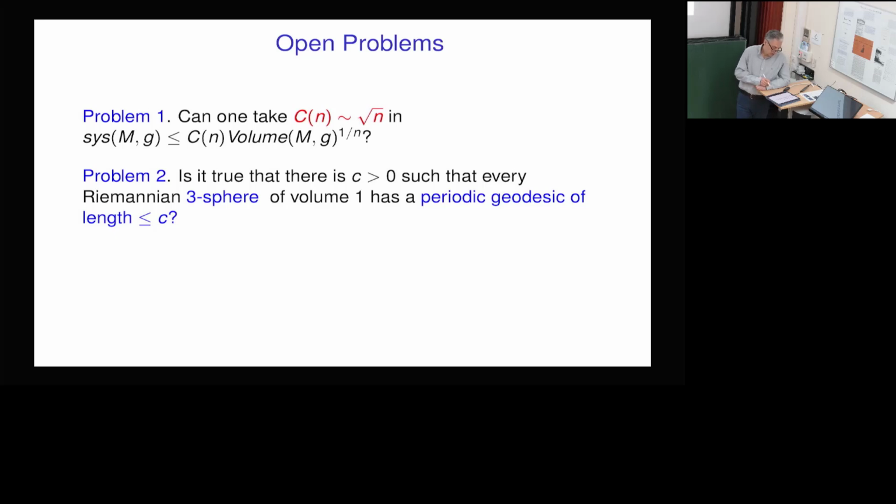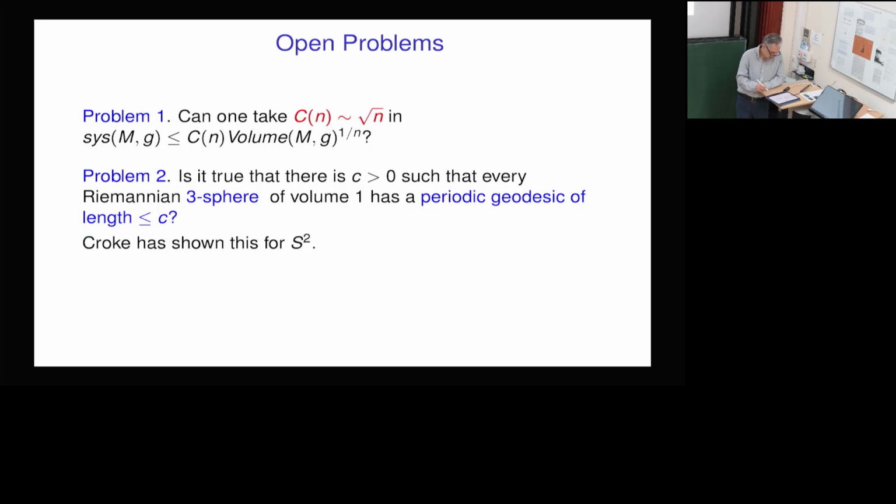And another problem is we dealt with aspherical manifolds, but the problem of periodic geodesics, of course, makes sense for all manifolds. And the first interesting case seems to be the 3-sphere, because the 2-sphere is simply connected, but Krogh's theorem does it for us. So this is another mystery.